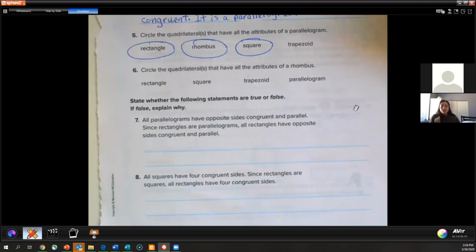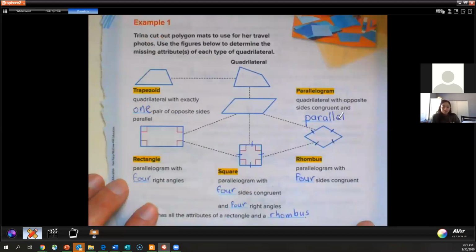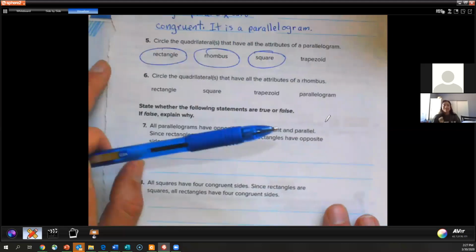It says all parallelograms have opposite sides congruent and parallel. So let's take this sentence by sentence. It's saying each parallelogram has opposite sides congruent and parallel. Now, Mr. Yates, do you mind going back to our chart? Just so they can see. All right, so our definition of a parallelogram is a quadrilateral with opposite sides congruent and parallel. Now, does that match our sentence on question number 7? Yes. So we can check mark that. That's a go. That would be correct.